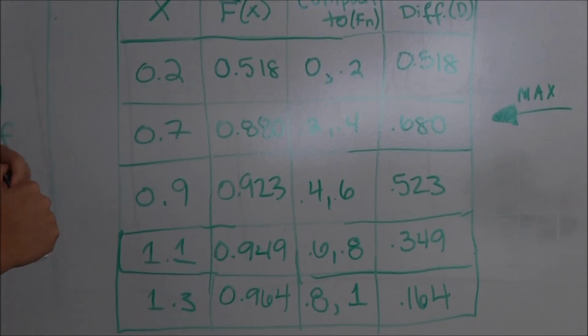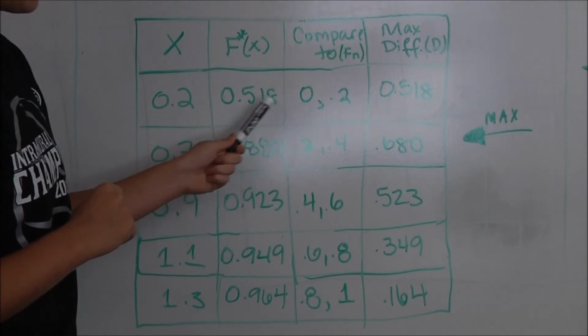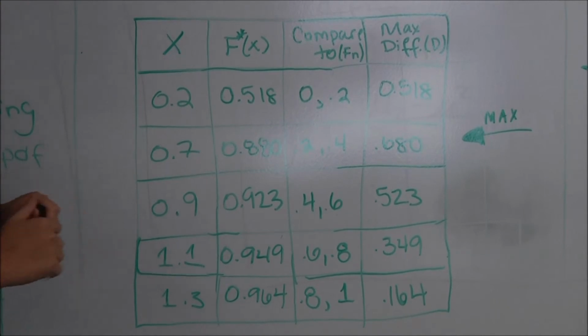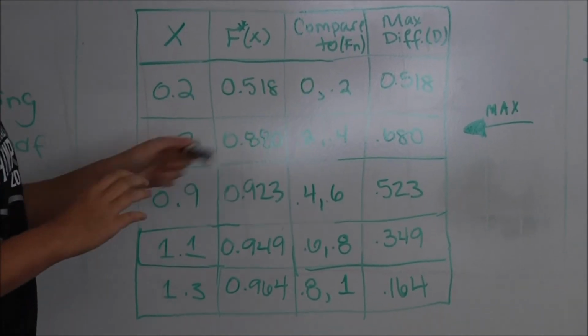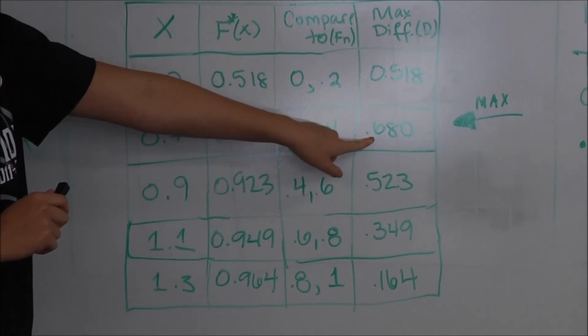And then the next one is the max difference of these, so we're going to do 0.518 minus 0 and 0.518 minus 0.2 and take the max of that, which is 0.518. So you do that for the rest of the observations, and the maximum value is 0.68, and that's our D, our test statistic.